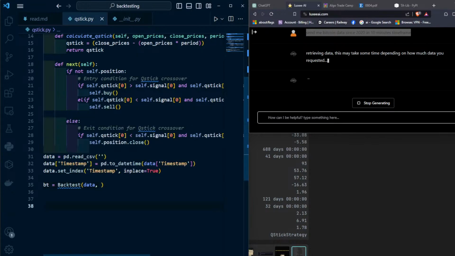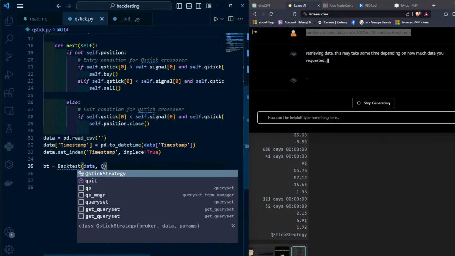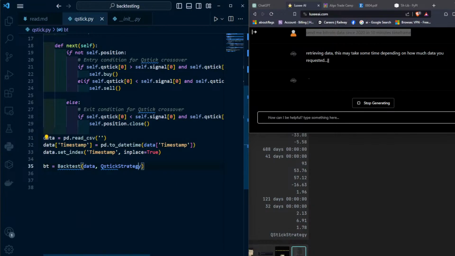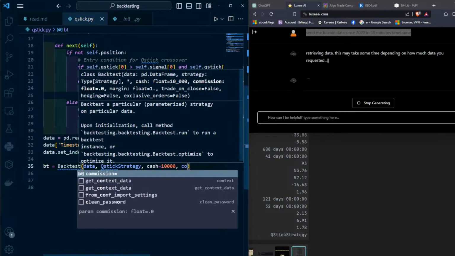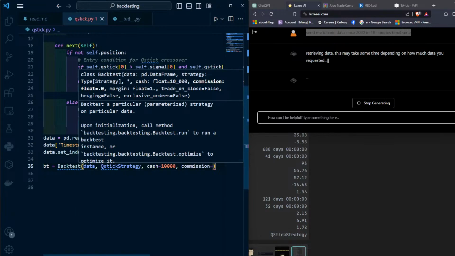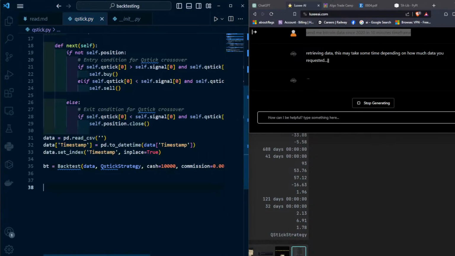So you have the data, you're gonna parse it as the first parameter, and then you're gonna give the strategy. What did I name it? I named it Q-step strategy. This is the strategy itself. And then I'm gonna say cash, how much money you wanna give. I mean, this is only testing, right? So this is not real, but you just want to put your cash. And the commission, which is 0.002. Okay, this is the fees, right?